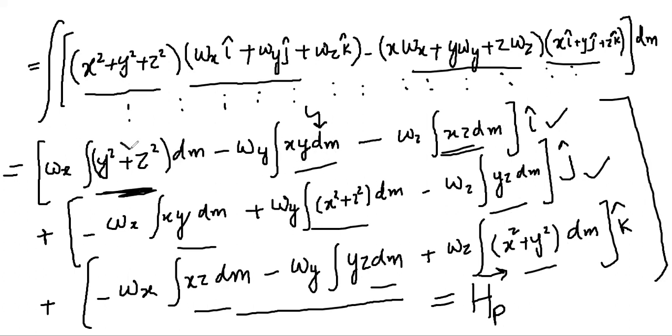By the way, this means moment of inertia along x-axis. This means the product of inertia about the xy axis, and this means the product of inertia about the xz axis. This means the moment of inertia about y axis, and so on and so forth. From here onwards, we'll continue in the next class to further simplify this equation of the angular momentum, and then use this equation to obtain the equations of motion of a rigid body.